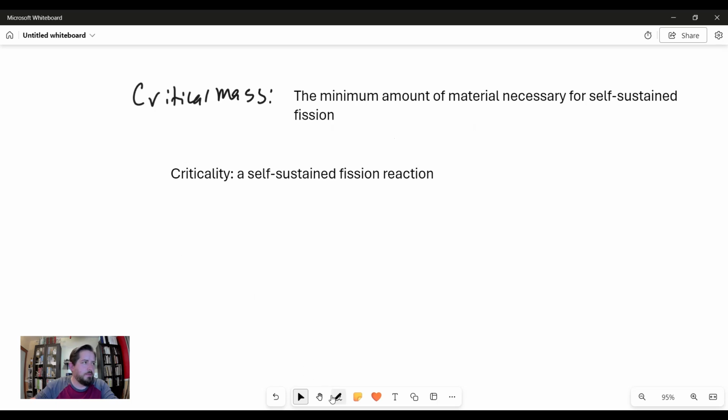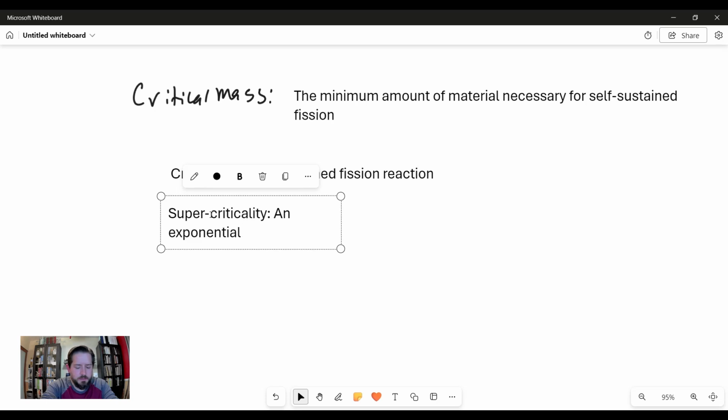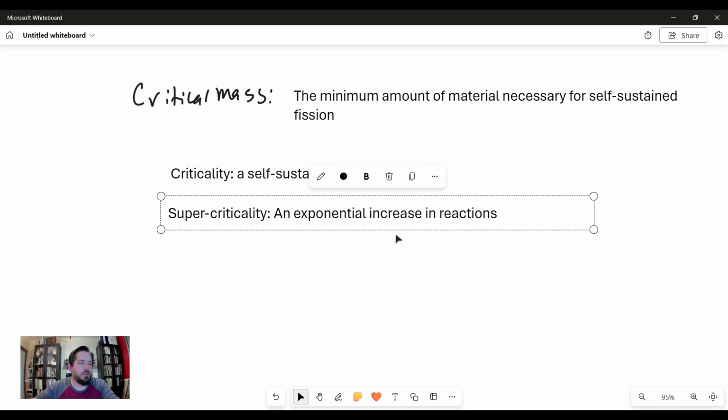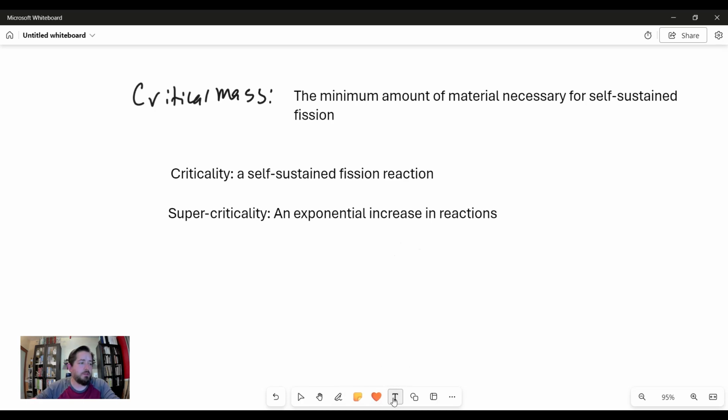And we have supercriticality, spelled with a C, and that is an exponential increase in reactions. So clearly, this last part we would love to avoid. We haven't always avoided it, and it's been disastrous. But we can do that with these controls in place.